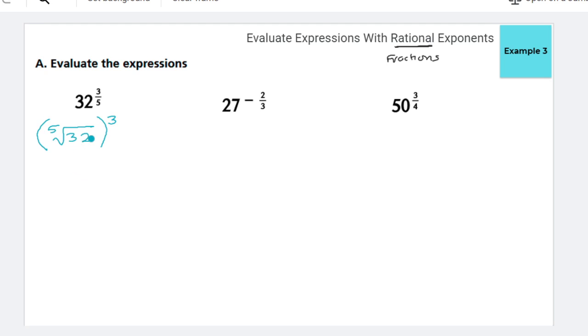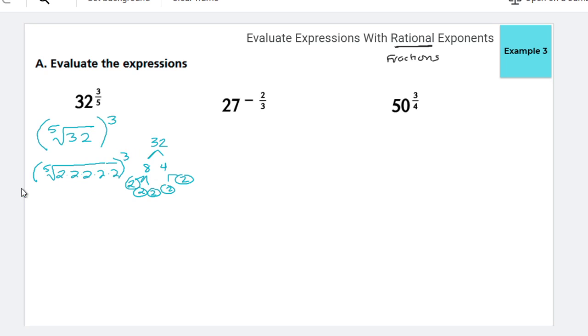Now, 32. I'm going to use a factor tree to help me break down 32 because I may not know how to evaluate that off the top of my head. I know 32 is 8 times 4. And 8, I know, is 2 times 2 times 2. And I know that 4 is 2 times 2. So really what I'm evaluating is the fifth root of 2 times 2 times 2 times 2 times 2.